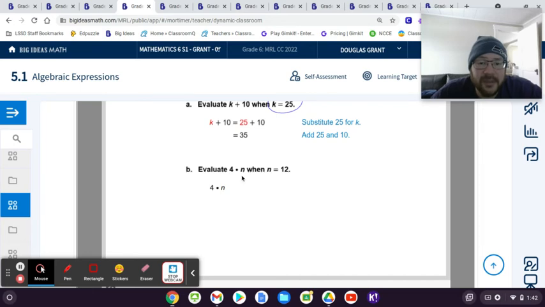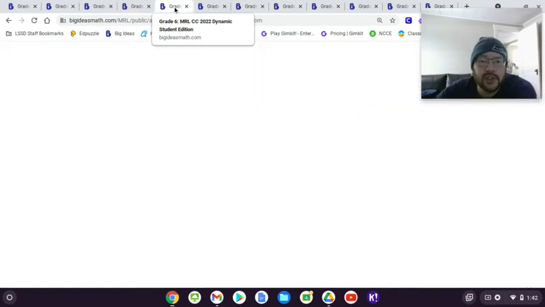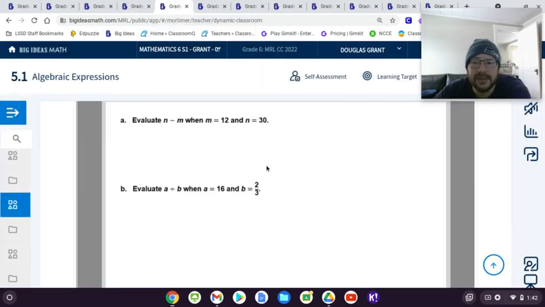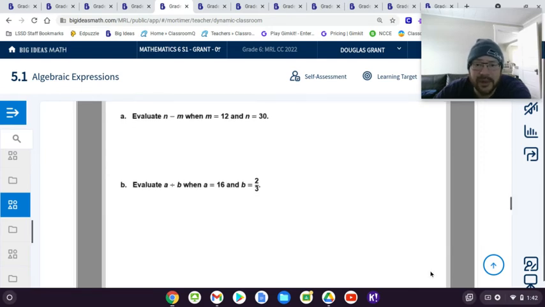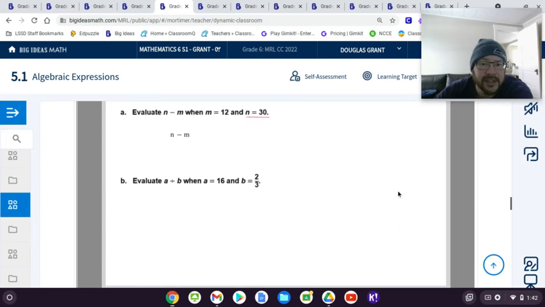And then here, evaluating 4n when n equals 12. Okay, you multiply 4 times 12, and you get 48. There you go. That's simple. Okay, sometimes you will be given 2 variables, and you substitute for both of them. So evaluate n minus m when m is 12 and n is 30. Okay, so for that one, you replace n with 30, m with 12, you rewrite it, and you get 30 minus 12. In this case, that is 18.